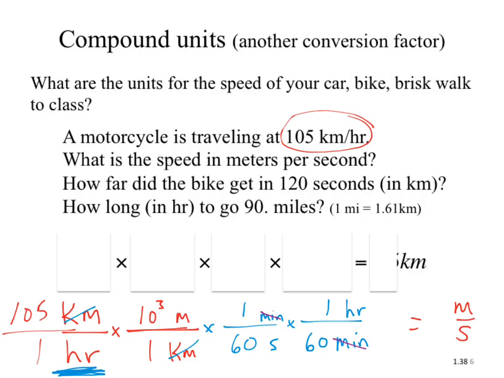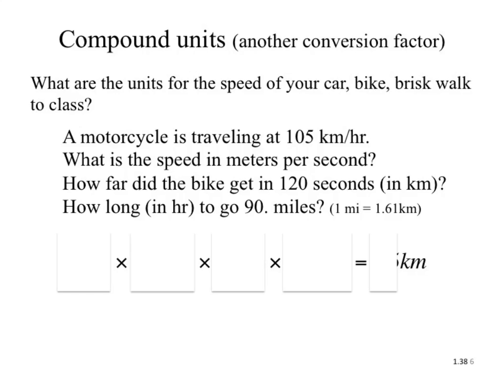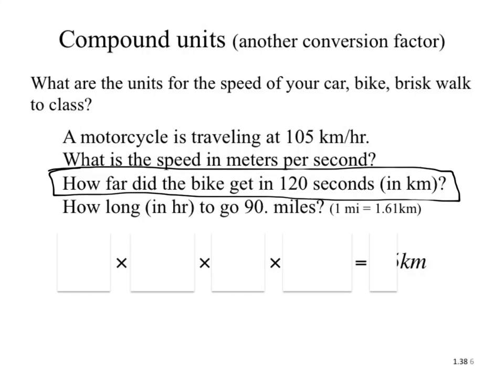I heard a sure, so sorry, we got to run one more. Let's do this one. I'll let you guys work on this one by yourselves. As a general hint, you can see that the format is already set up. You need at least 1, 2, 3 conversions to get through to the final answer. How far did the bike get in 120 seconds? And I've added the term in kilometers. Why do we need the in kilometers? Why do I need to know the units of the distance?